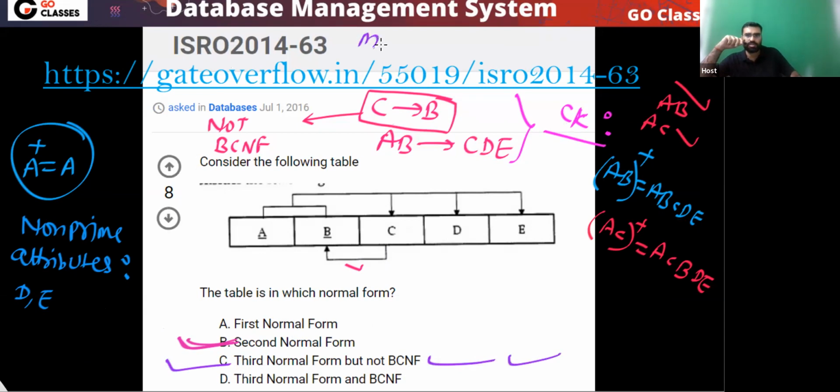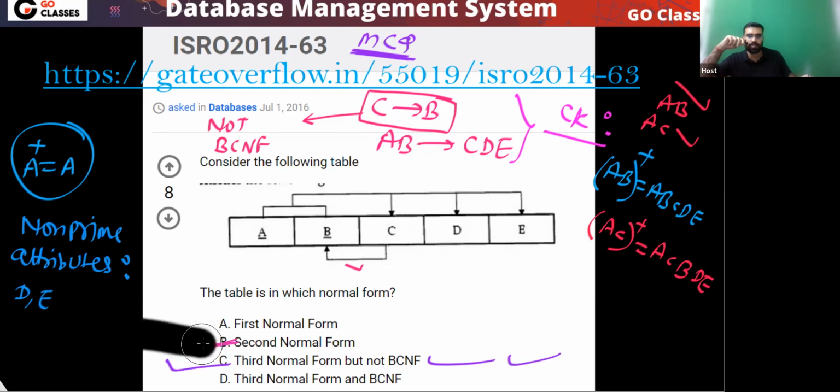No, this is an MCQ question. In the ISRO exam, all the questions are MCQ. The answer will be what? The answer will be option C. Why? Because option C covers option B.